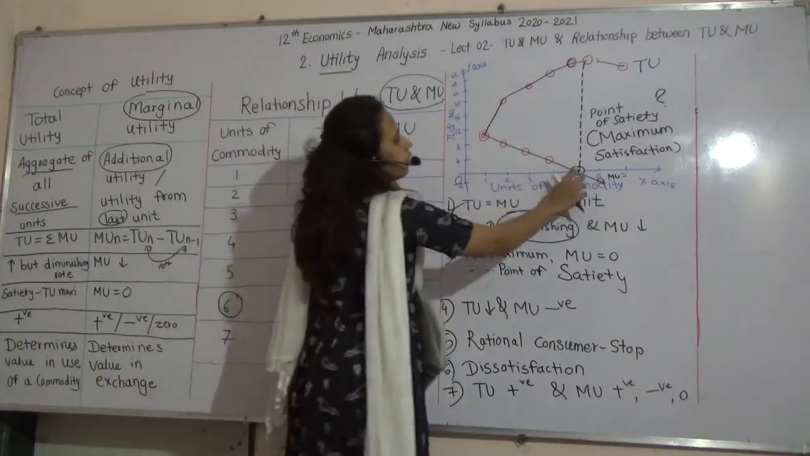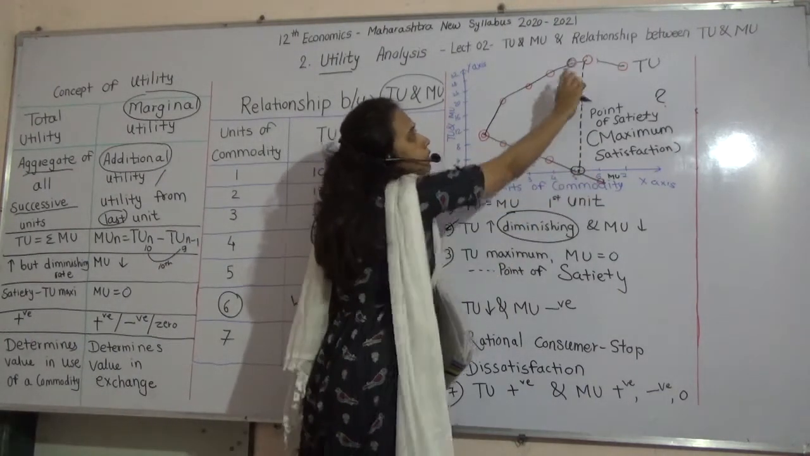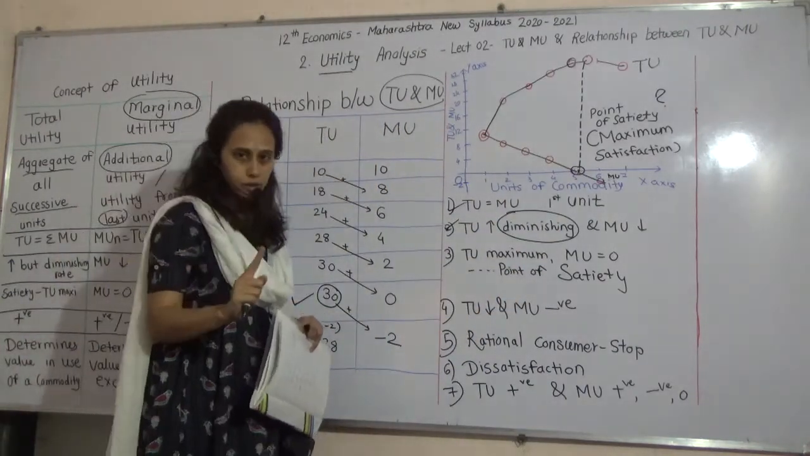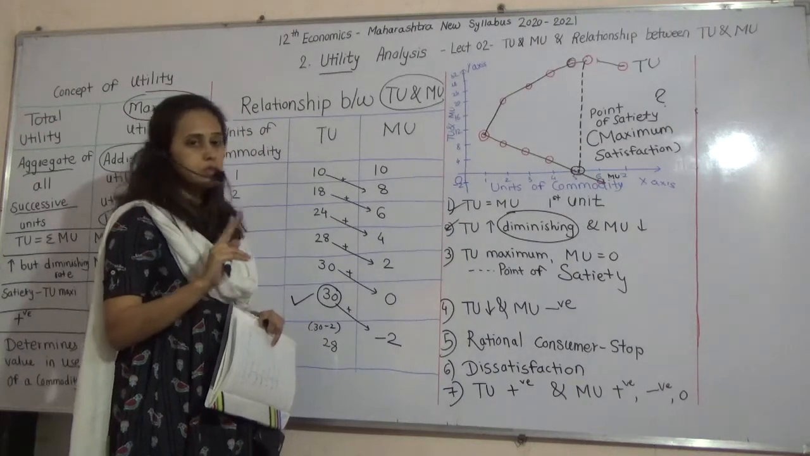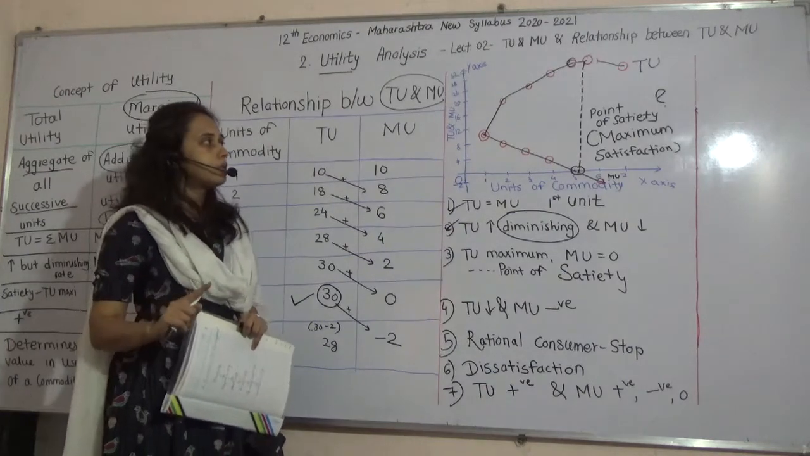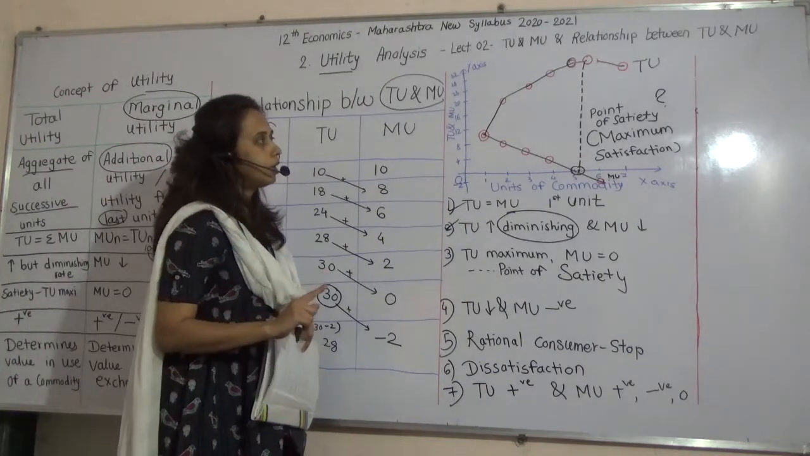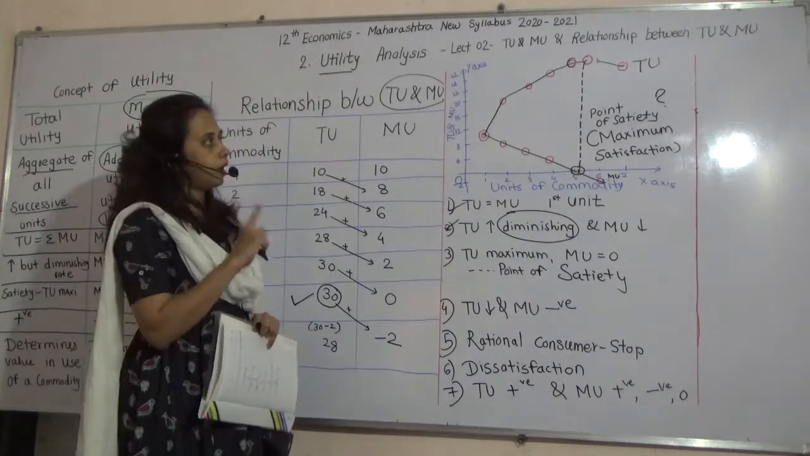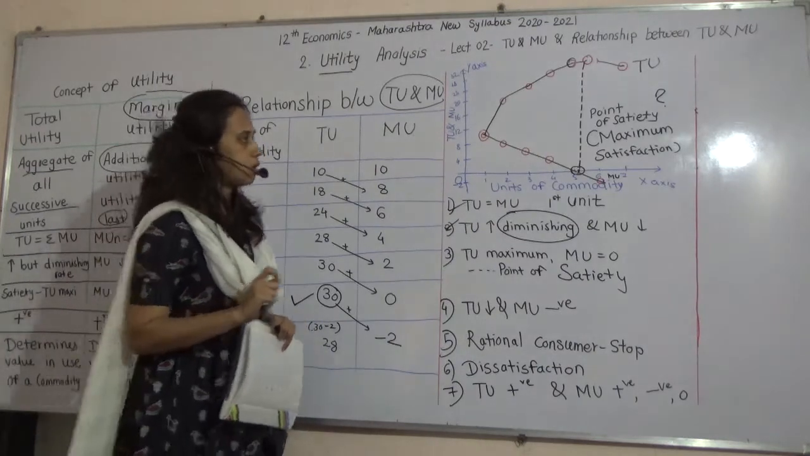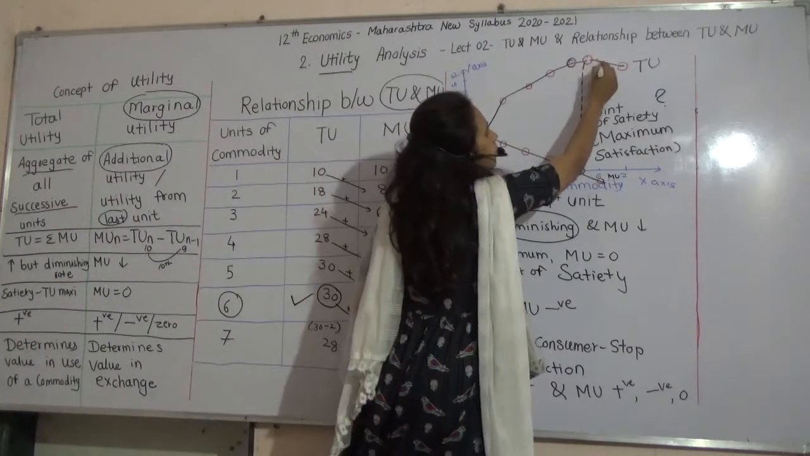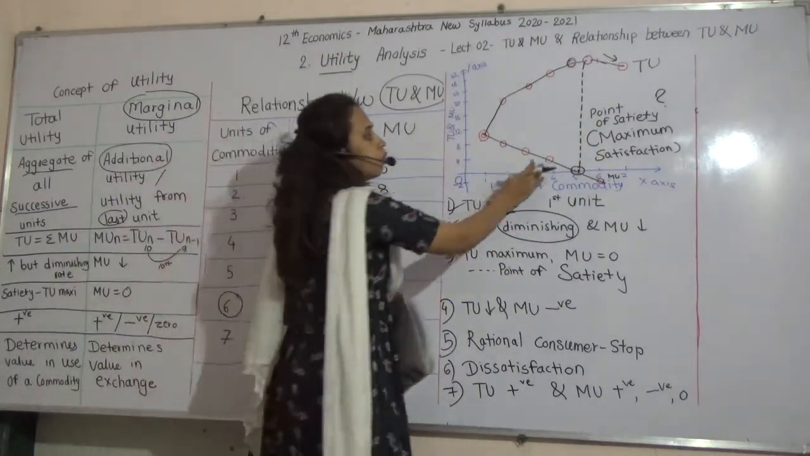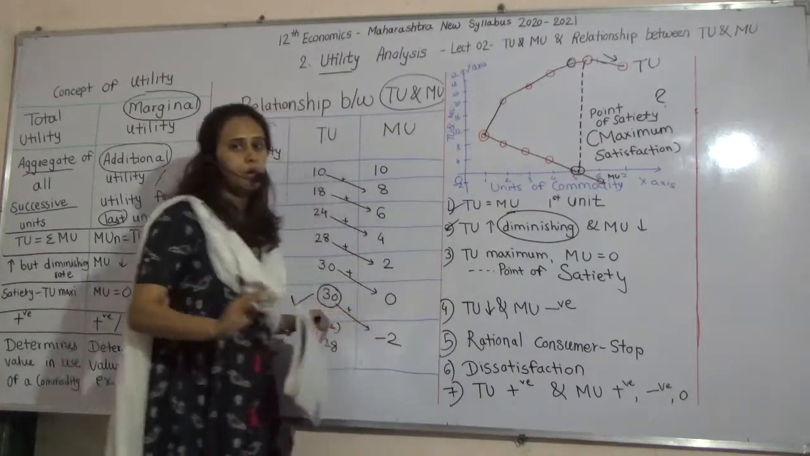That's why where MU is 0, TU is highest. Remember this for objective questions also: where TU is highest, at that time MU is 0, and that point is called the point of satiety. S-A-T-I-E-T-Y. Satiety means maximum satisfaction. That is the point where the person gets maximum satisfaction, and after that TU starts falling and MU goes into the negative quadrant.